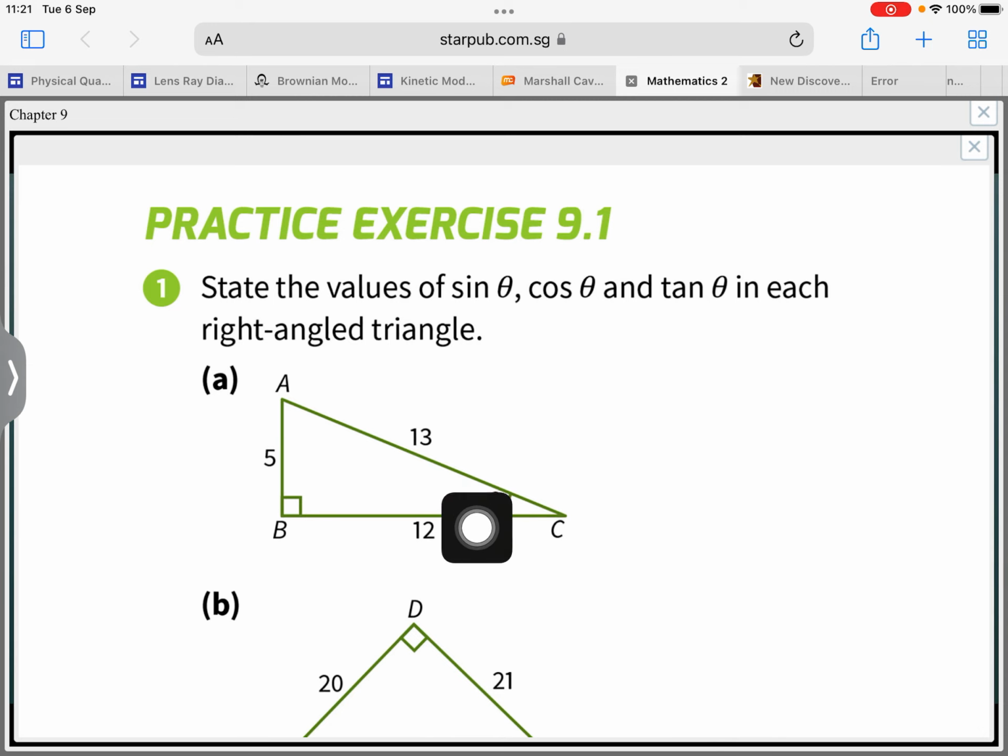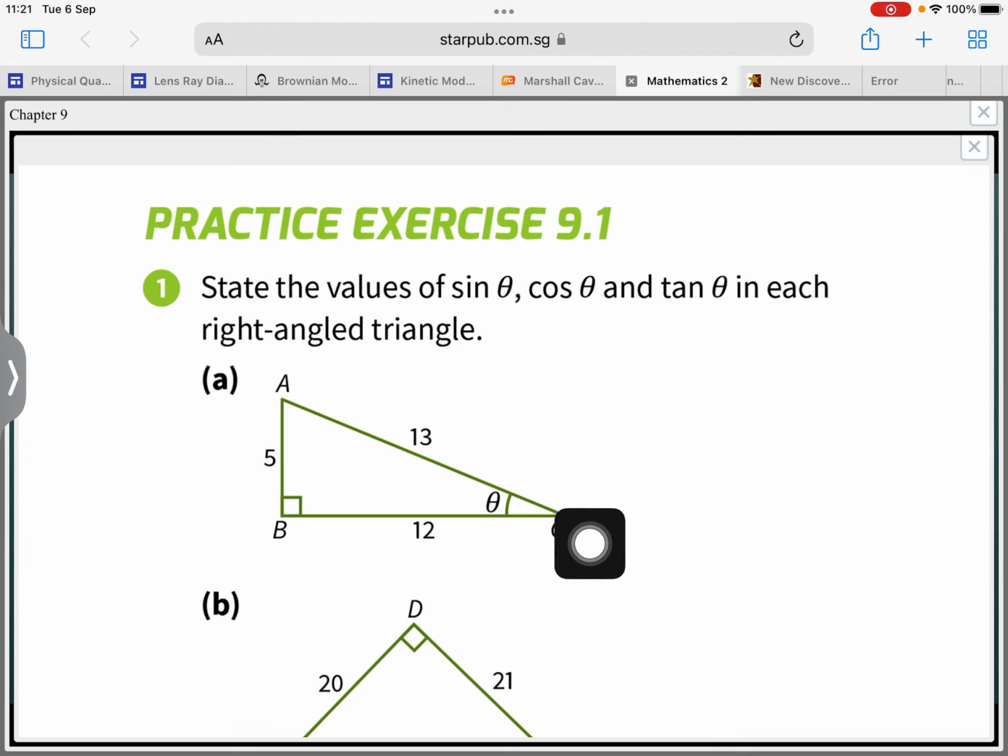In this case, we are looking at this particular angle here, theta. So if this is my angle of interest, then the opposite will be AB. And if AB is the opposite, then BC will be the adjacent. The word adjacent means beside, side by side. So this is the side that is adjacent to the angle. It's just beside the angle.